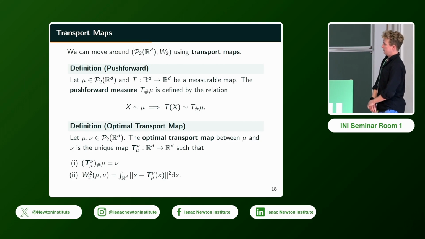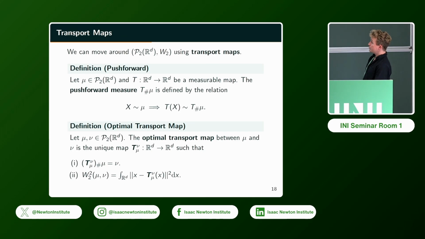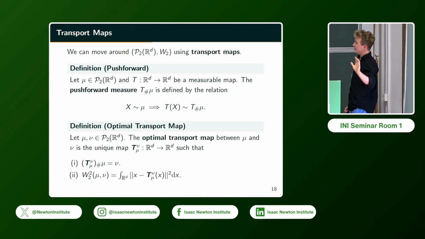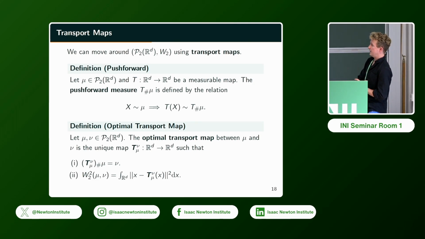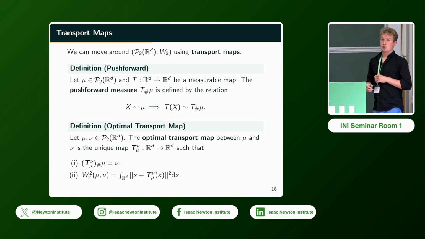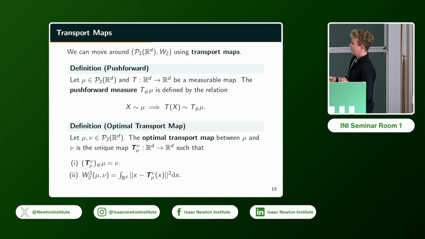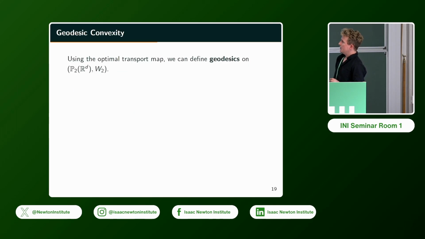The other thing we're going to need is this notion of an optimal transport map. So the optimal transport map between two measures mu and nu in our Wasserstein space is essentially a transport map such that, firstly, it pushes mu to nu, and secondly, it is the map which realizes the infimum in the Wasserstein distance. So it's in some sense the optimal coupling between the two measures mu and nu.